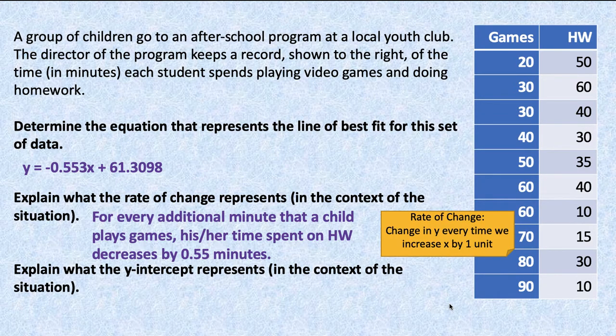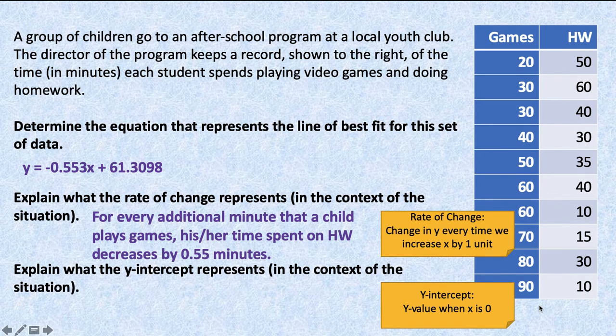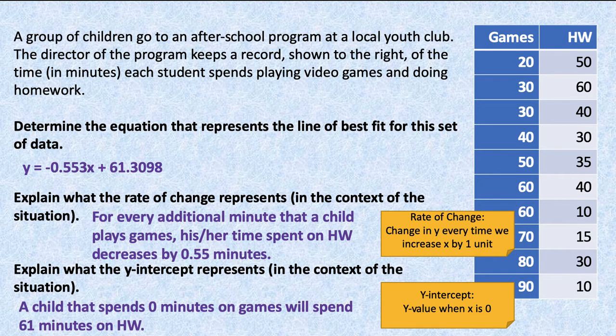I look at the equation to identify the y-intercept. I see it is 61.3098. I think back to what y-intercept means. It is the y value when x is 0. So I connect that to this situation. Again, remember x is games, y is homework. So a child that spends 0 minutes on games will spend approximately 61 minutes on homework.